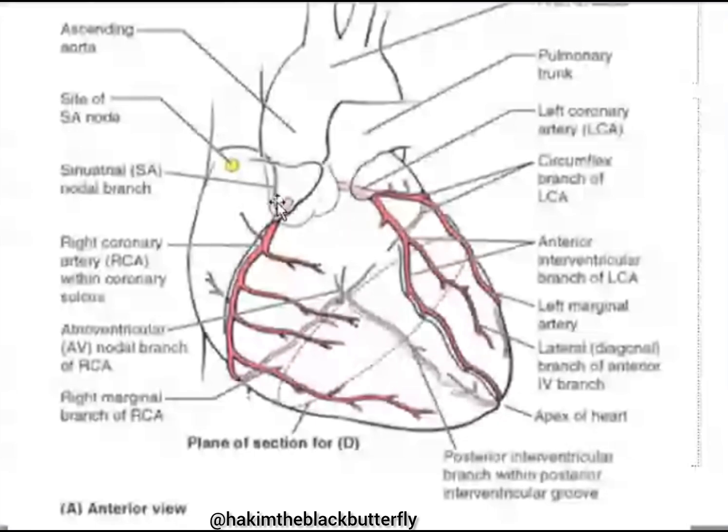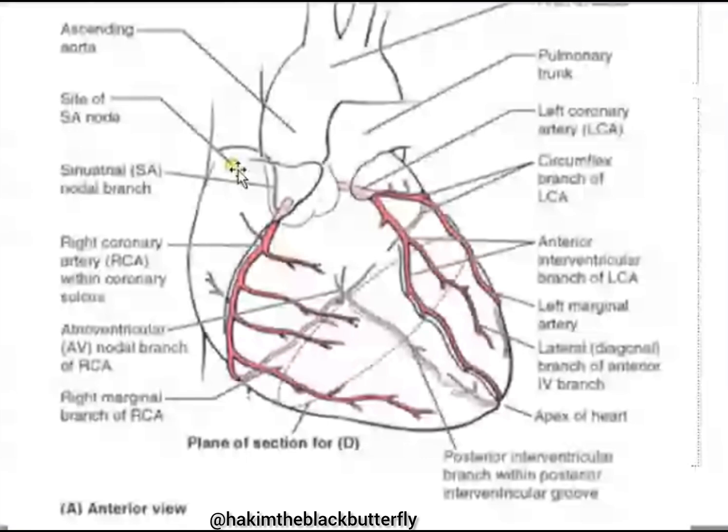If this sinoatrial nodal artery is blocked, oxygen is not going to reach the sinoatrial node. It is going to die off, and the heart is going to become weak and weak and weak, and it's not going to be able to pump blood well. Because if these cells of the sinoatrial node die because of lack of oxygen, they are not going to generate impulses, and the heart will stop or become very weak.